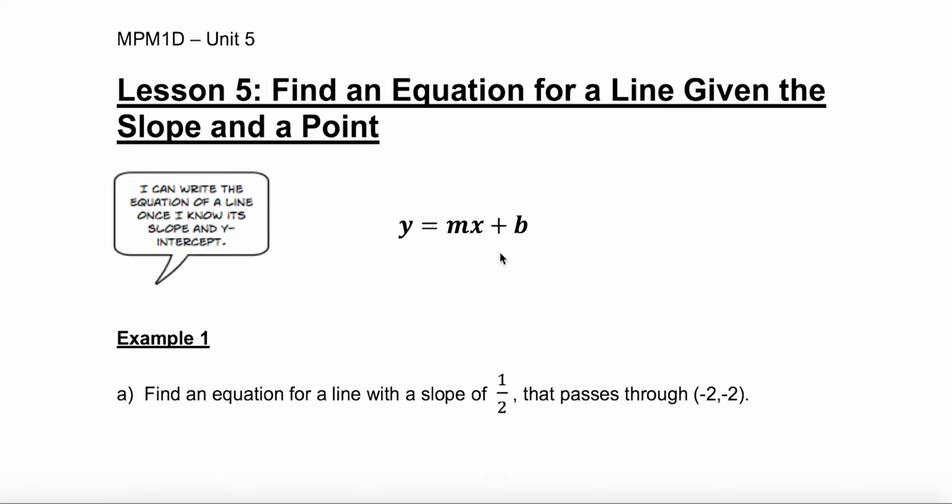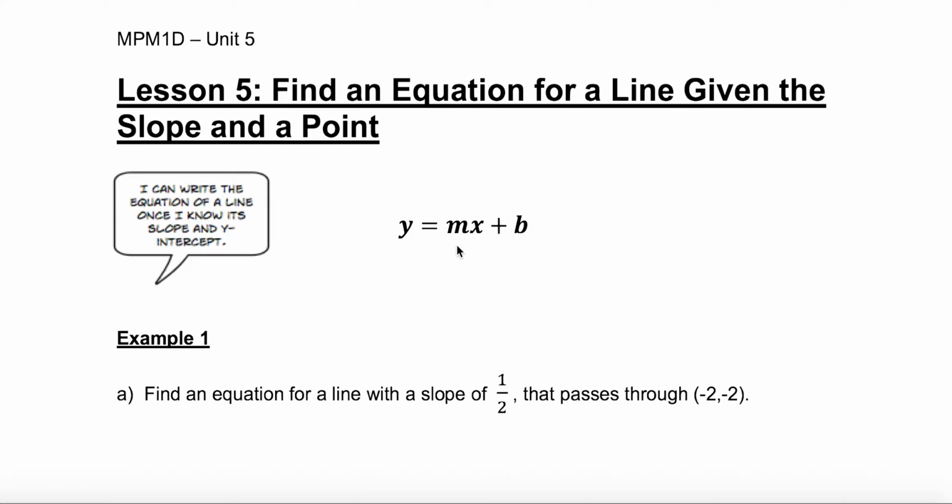Lesson 5 is about finding an equation for a line given the slope and a point. This is actually a really important lesson. It's going to take some practice because there's a lot of algebra involved with this. So we're going to have to solve equations, and we're going to have to think about our y-intercept and also our slope for each equation.